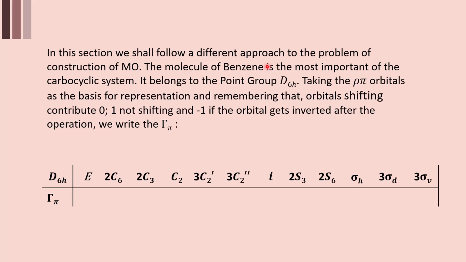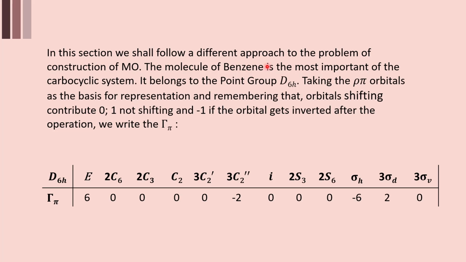In terms of pi orbitals, if we consider the pi orbitals as the basis, we find that for identity, the character is 6. For the rotational operations, all the vectors get shifted, except the C2 that lies in a line perpendicular to the principal axis, which gives -2. The inversion goes to 0 and the improper rotation goes to 0. For the horizontal plane, all pi orbitals are inverted, so you get -6. The dihedral planes contain at least 2 bond vectors, and for the vertical planes also, no vectors are shifted.